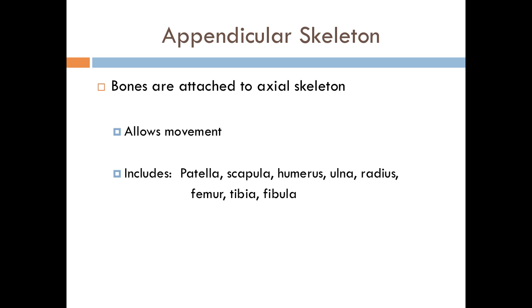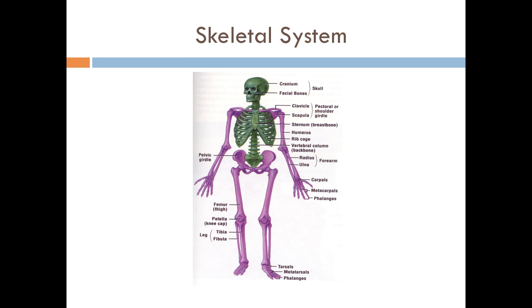And the appendicular skeleton, these are the bones that are attached to the axial skeleton. These allow movement, and it includes the patella, the scapula, the humerus, the ulna, the radius, the femur, tibia, and fibula. So it includes, like, the knees, your arms, your legs, what is branched off from the axial skeleton.